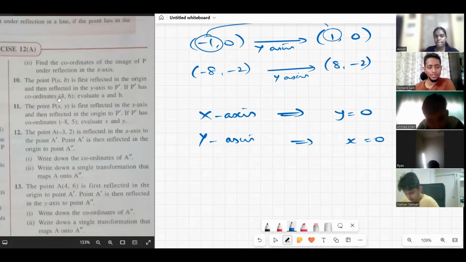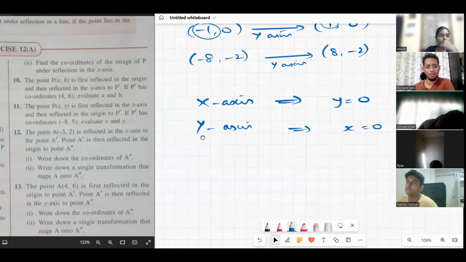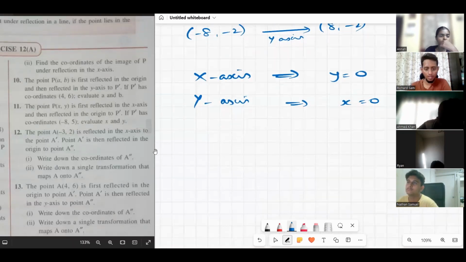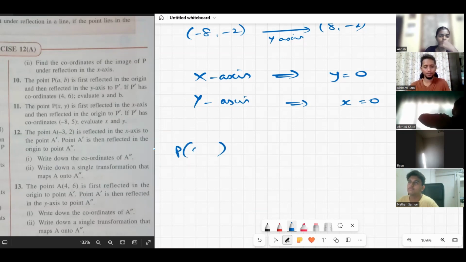Okay, look at this 10th question here. The point P, A comma B, is first reflected in the origin and then reflected in the y-axis to P dash. If P dash has the coordinates 4 comma 6, then evaluate A and B. Okay, so first this point P, we don't know it, it is A and B. I'll write it here, A comma B.